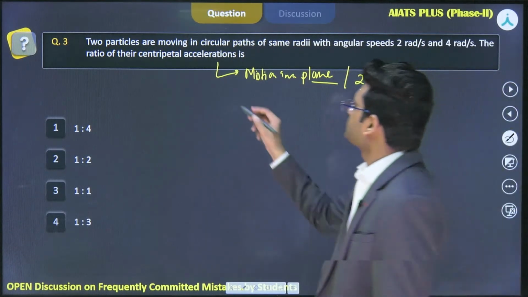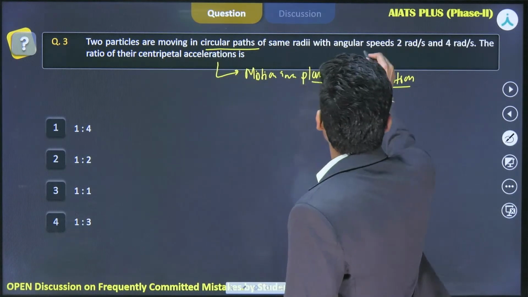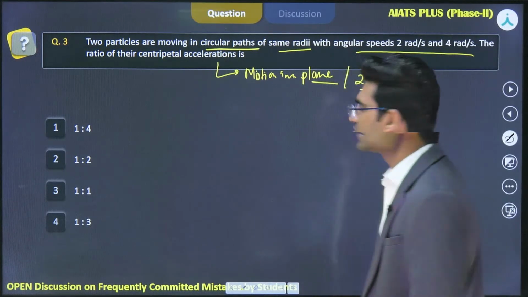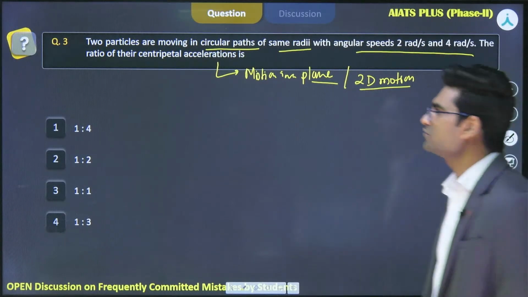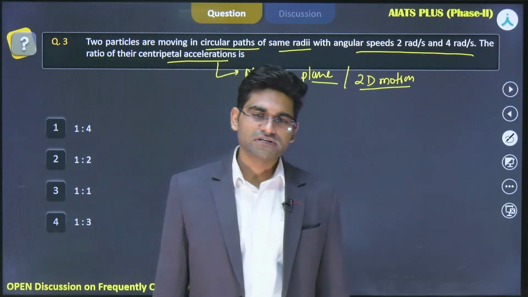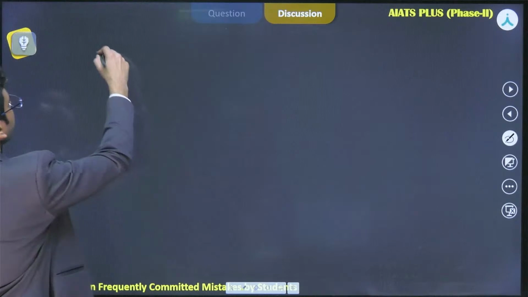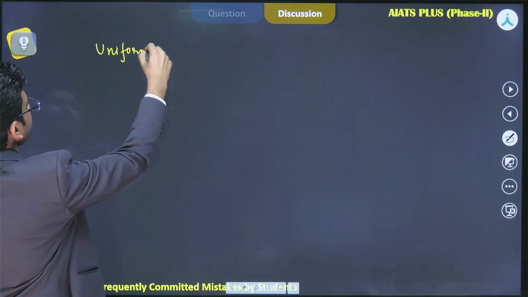Now, as you can see, the particles are moving in circular paths. Their radii are same, but the angular speeds are different, and this is given as angular speeds as 2 radian per second and 4 radian per second. We have to find the centripetal acceleration. Okay. Before dealing with this question, let me tell you something about circular motion. So there are two types of circular motion. One is uniform circular motion.